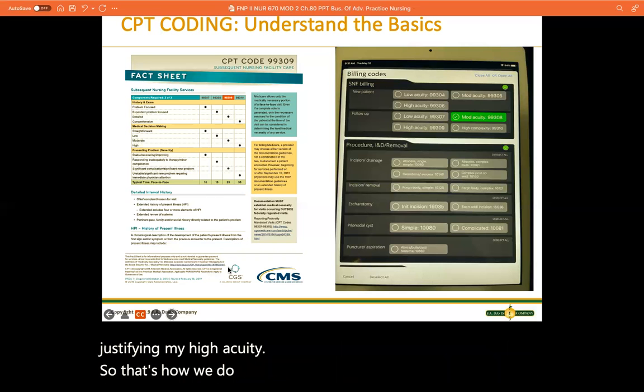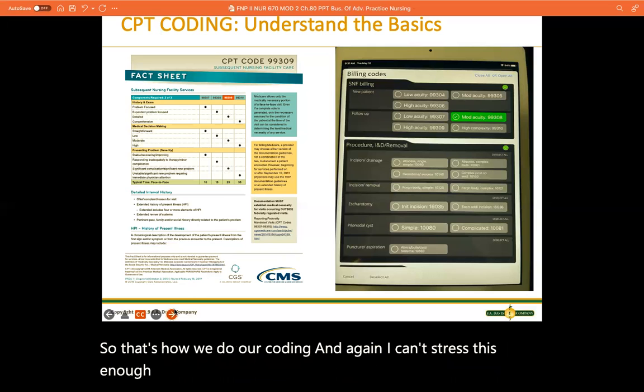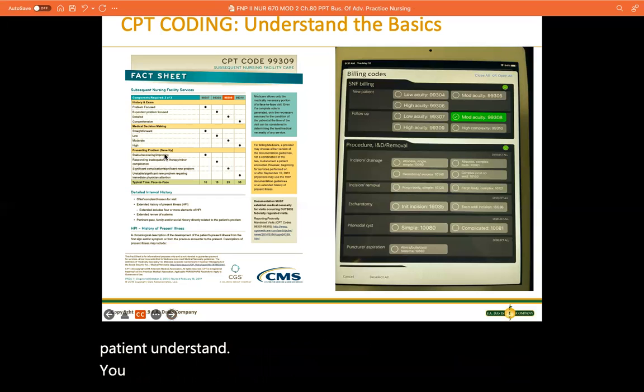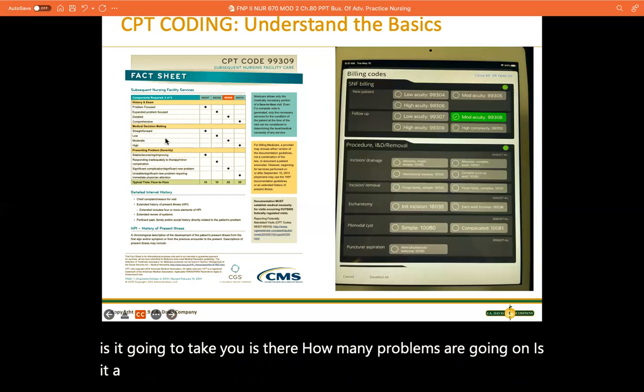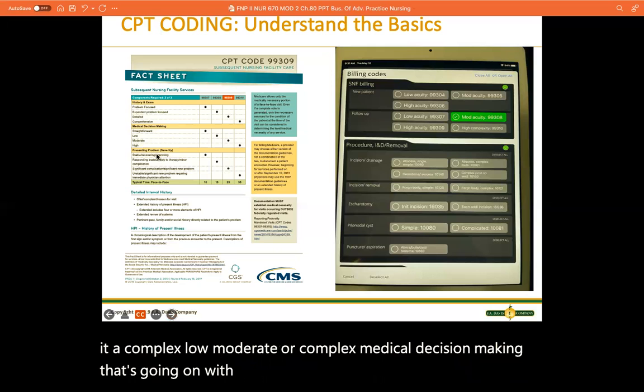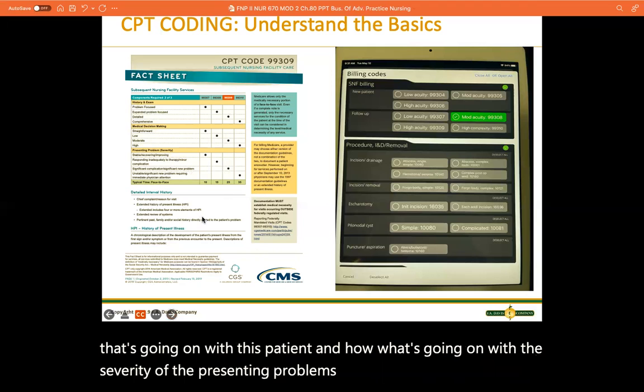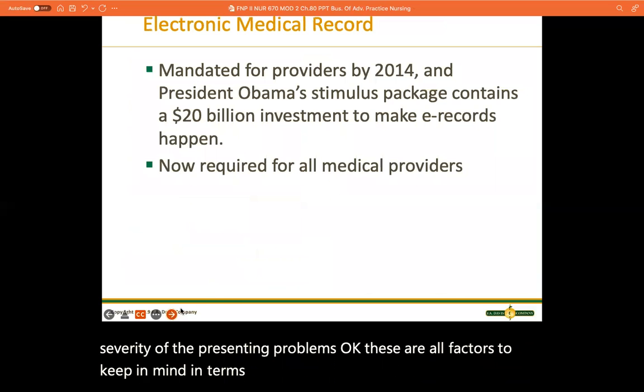And again, I can't stress this enough, guys. Understand the basics of it. Established or new patient, understand the severity of what's going on with the patient in terms of how long is it going to take you? How many problems are going on? Is it low, moderate, or complex medical decision-making that's going on with this patient? And what's going on with the severity of the presenting problems? Okay, these are all factors to keep in mind in terms of coding.